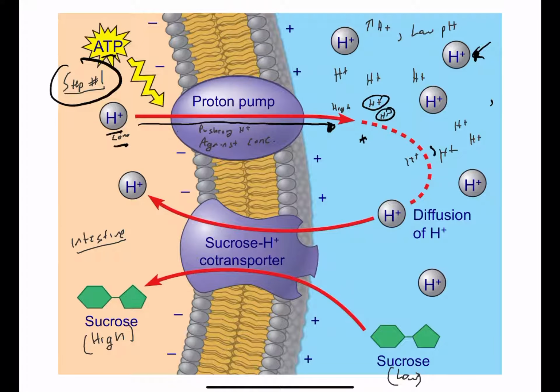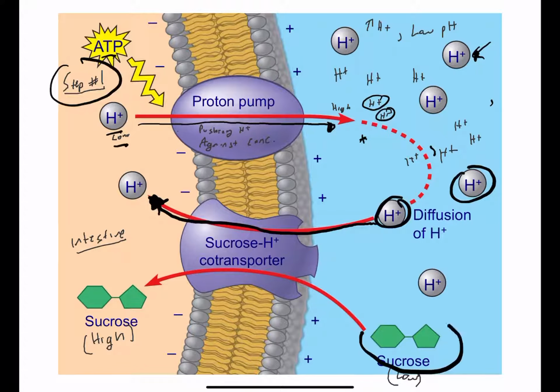You build up that gradient, so now all of a sudden you have a high concentration of these protons. These protons are now going to do passive transport, where they're going to be using one of these proteins. Those protons go through this protein. As they diffuse down, they almost literally force sucrose, which in this example is at a low concentration outside and a high concentration on the inside. It's literally forcing all of this sucrose against the concentration gradient.